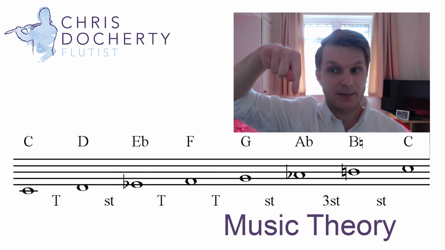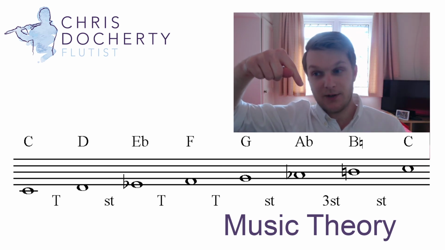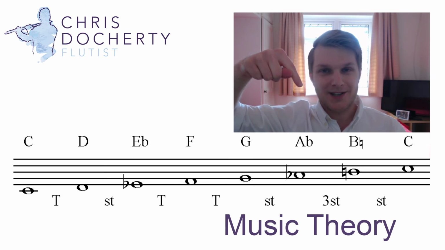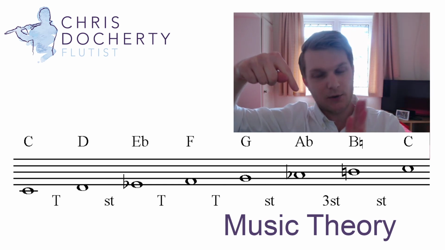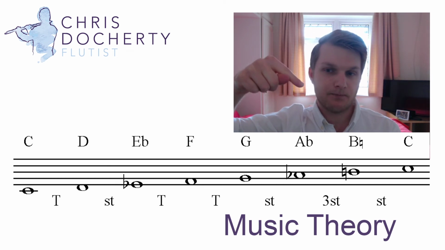Then we go to A flat by a semitone, then B. You'll notice it's 3 ST, which means 3 semitones. If you didn't understand that from the fact we've already used semitones, I'm pretty sure you got that. So this is B natural, and it's up 3 semitones from A flat, and then 1 more semitone to get to the final C.